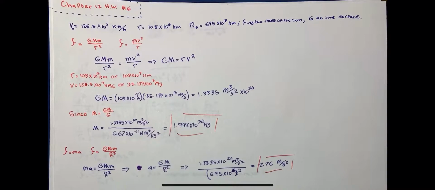Six, the orbit of the planet Venus is nearly circular with the orbital velocity of 126.5 times 10 to the third kilometers per hour. And knowing that the mean distance from the center of the sun to the center of Venus is 108 times 10 to the 6 kilometers, we're supposed to determine the mass of the sun and the acceleration of gravity at the surface of the sun.